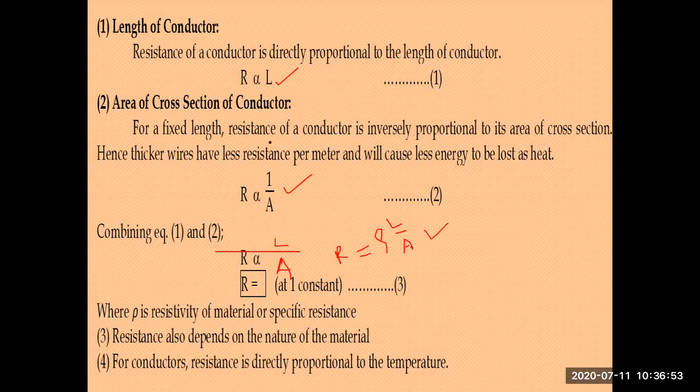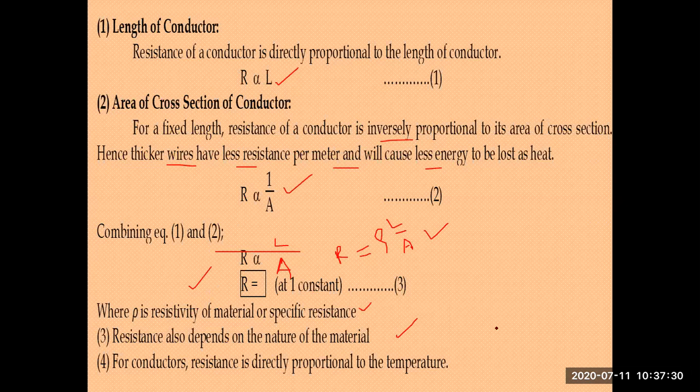So for a fixed length, the resistance of a conductor is inversely proportional to the area of cross section. Thicker wire has less resistance and less energy loss. So here R is inversely proportional to area. Combining these two, where rho is the resistivity of the material, a specific resistance. The resistance also depends upon the nature of the material. Also, for a conductor, resistance is directly proportional to the temperature, and this is the most important topic.